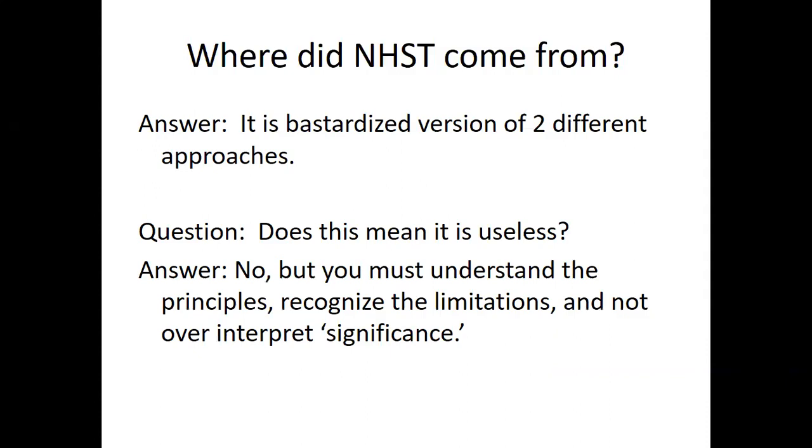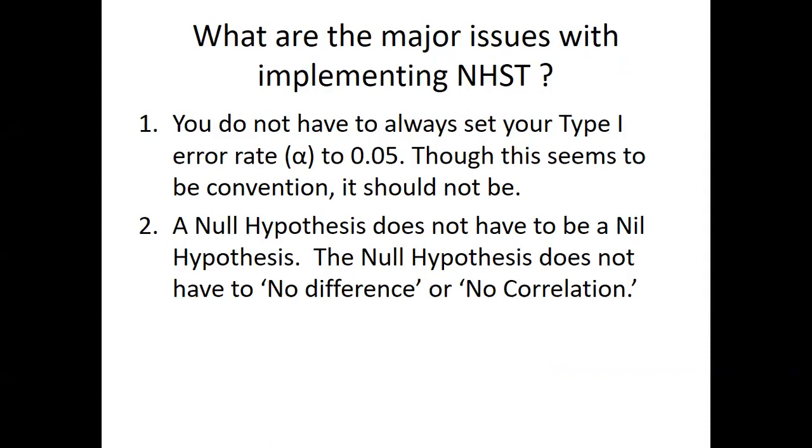So, I already went on that rant, and the thing is, you do not have to always set the type 1 error to 0.05. Though it seems to be the convention, because it's very easy to do, in the last lectures I kept putting it at 0.05, and it should not be. Keep in mind that the null hypothesis does not have to be equal to 0. I can write any null hypothesis I want that makes sense to you as a clinician.